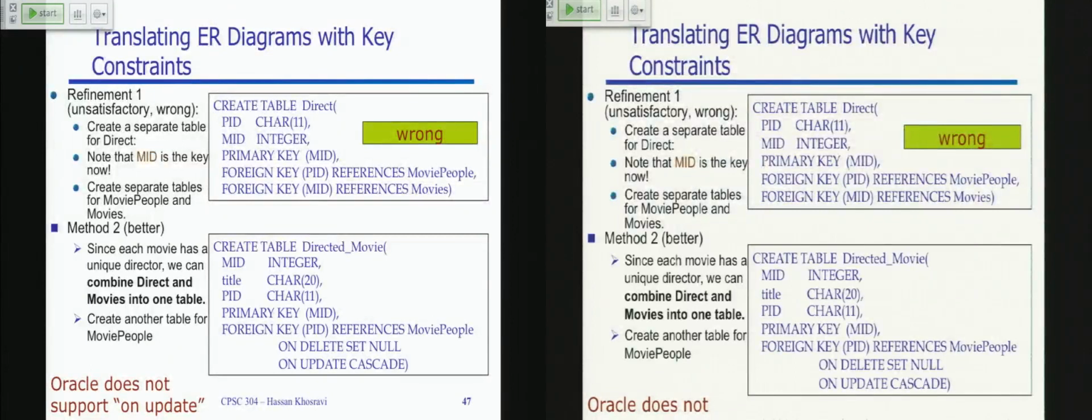So the better way of doing this would be to combine direct and movie together to have one table, directed movie. That directed movie now has an attribute which references the movie people, which is referencing the director, and I can add that as well into my table. So this would be the wrong way of doing it, and this would be the better way. Any questions so far?